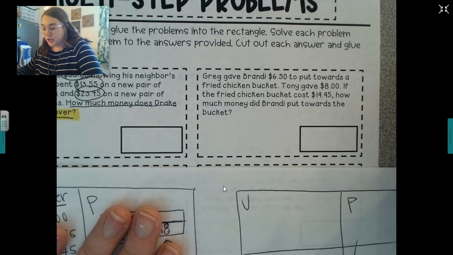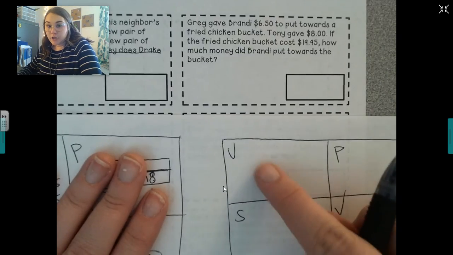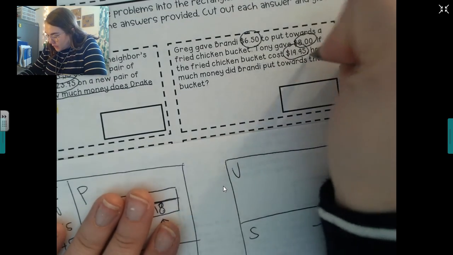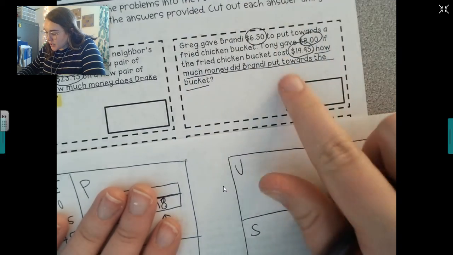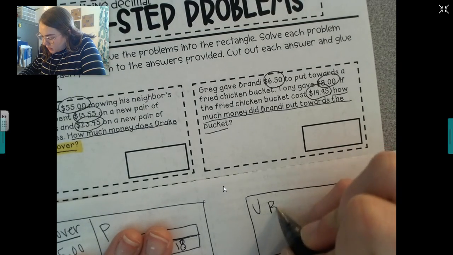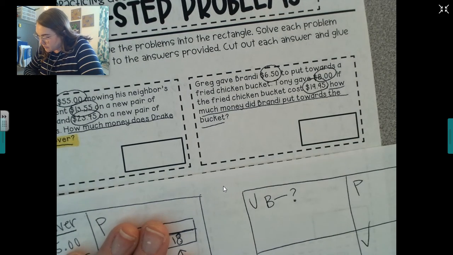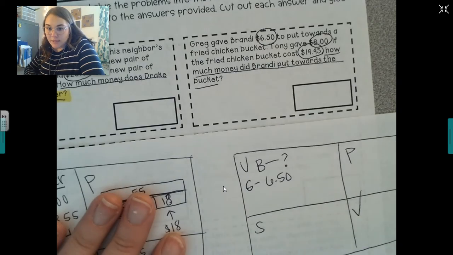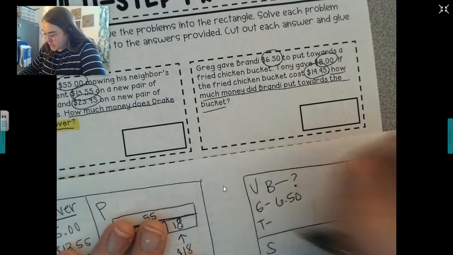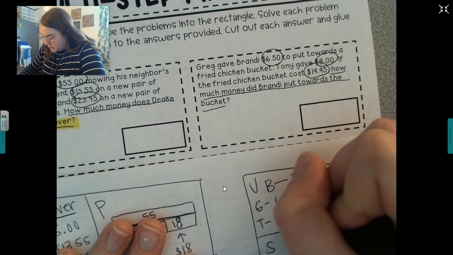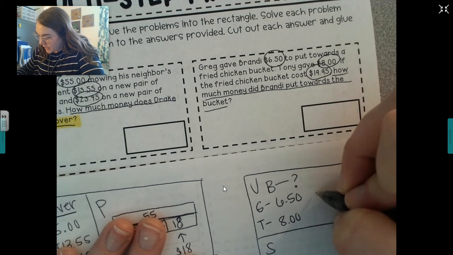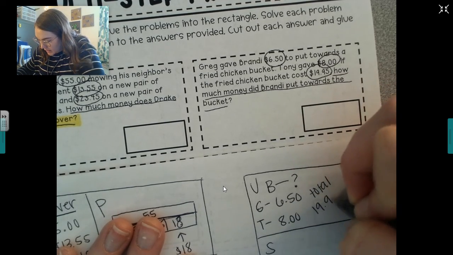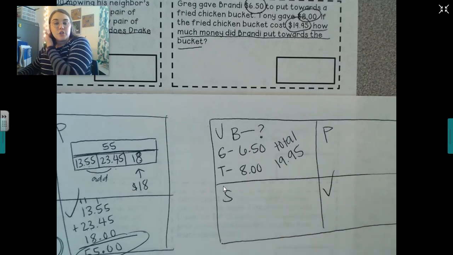All right, this one's a little bit trickier. First things first, I have to understand the problem. So I'm going to circle my numbers, underline my question. We want to know how much money Brandy put towards the bucket. So on here, I'm going to put a B and I'm going to put a question mark. Greg, G, gave me $6.50. Tony, T, gave me $8. And then all together, it cost, I'm going to put total, $19.95.